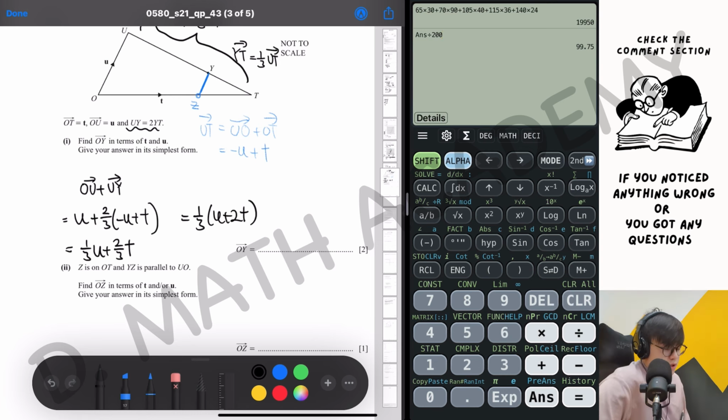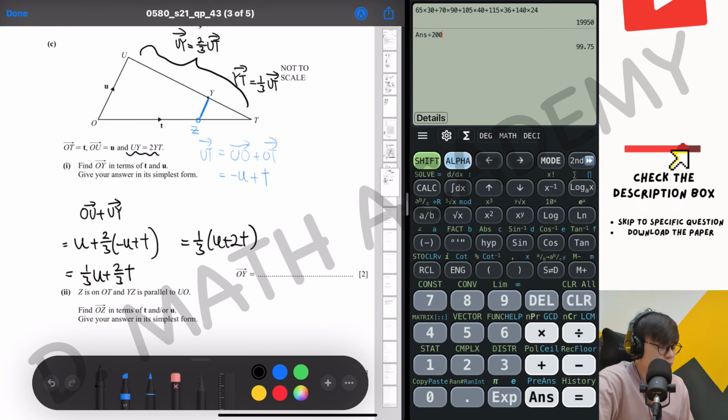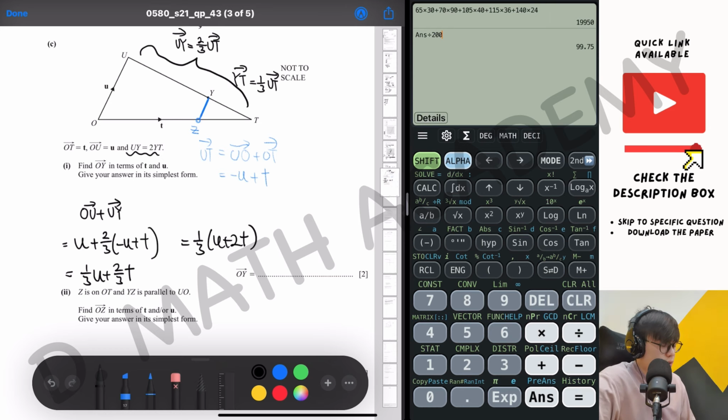For part 2 here, actually not much calculation is required, because from the UY part we already know the longer part is actually 2/3 of the entire thing. So to get to OZ is basically 2/3 of t. This is actually using the scale factor way. That's why not much calculation is required here.